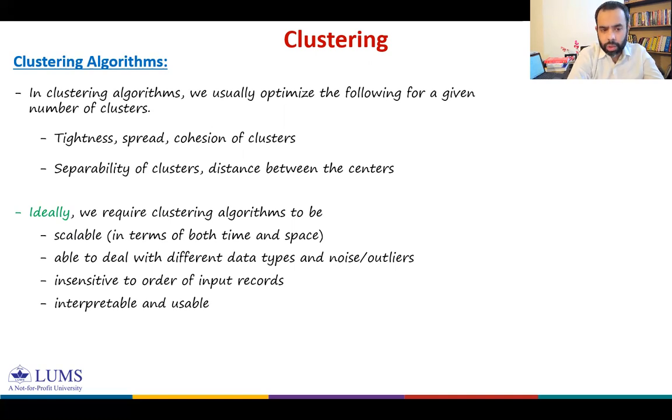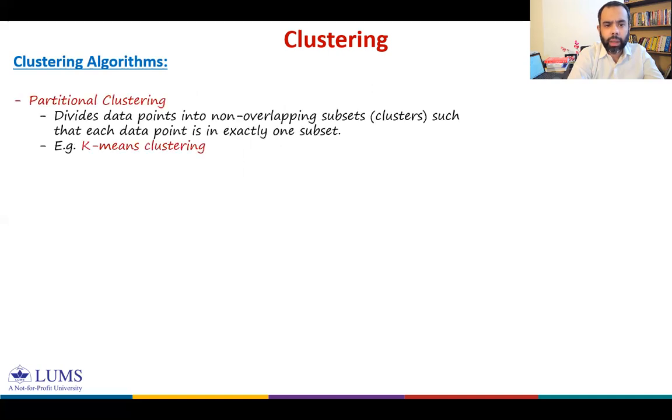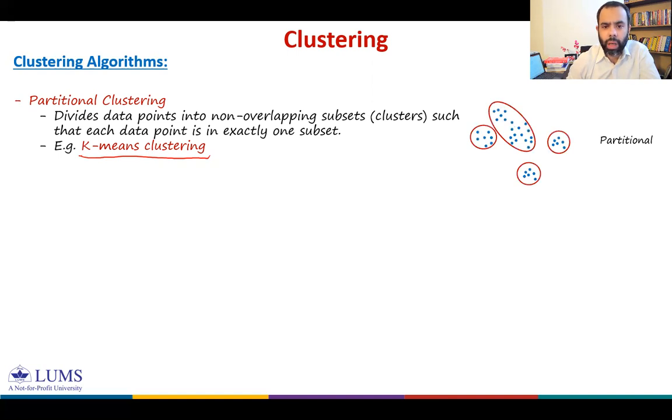Right. So broadly, as I said earlier, we have 4 types of clustering algorithms. Partitional clustering divides data points into non-overlapping subsets such that each data point is in exactly one subset. And we will study in the next video the k-means clustering algorithm, one of the very famous, popular, very simple, computationally efficient algorithms. So this is an illustration that we are partitioning the data such that we don't have any overlap between the clusters.